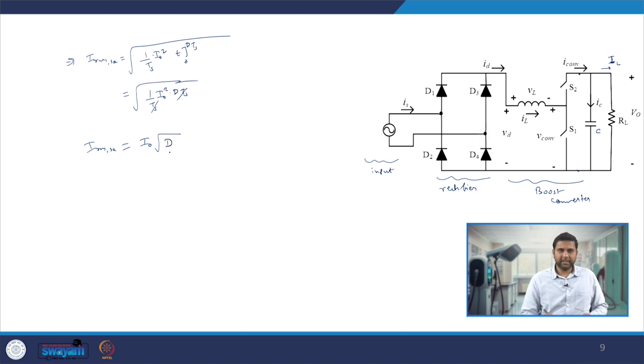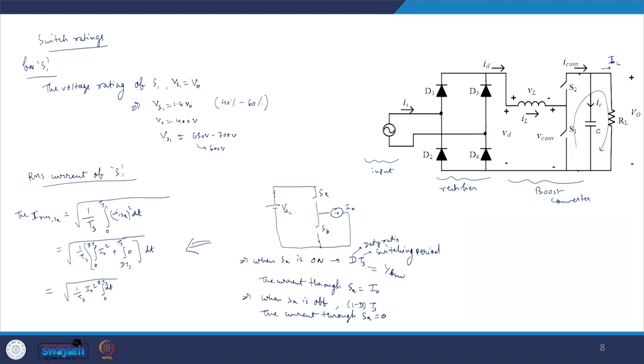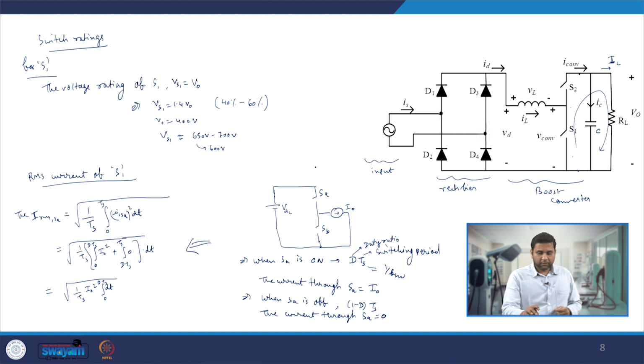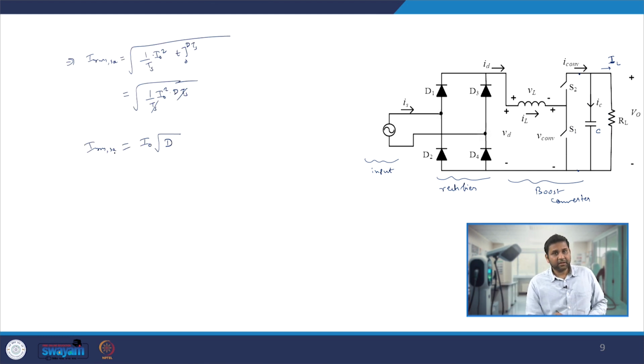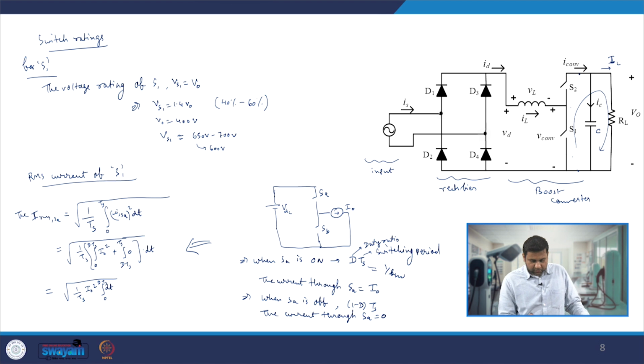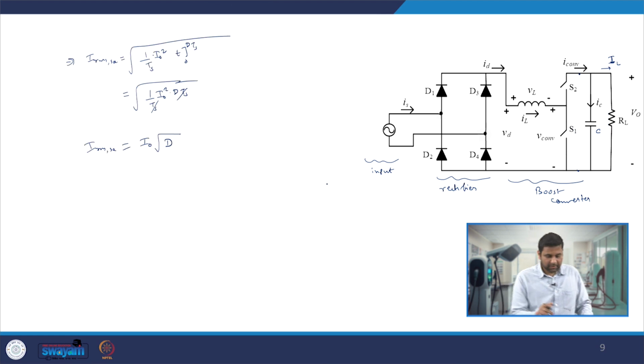That means if you have to calculate in any generic power converter the RMS current flowing through the switches, one needs to know the fraction of time during which the particular device is on in a switching period. Here we have assumed that for D fraction of the switching period this device S1 is on, so the IRMS current through the switch SA is I naught, which is the current flowing through SA when it is on during DTS period. So that RMS current is I naught times under root D.